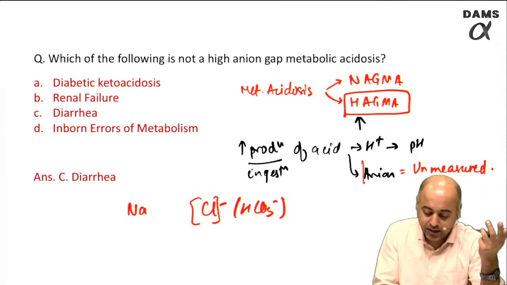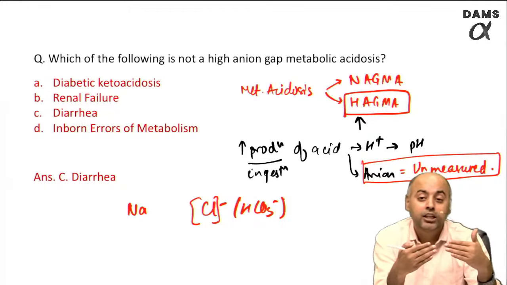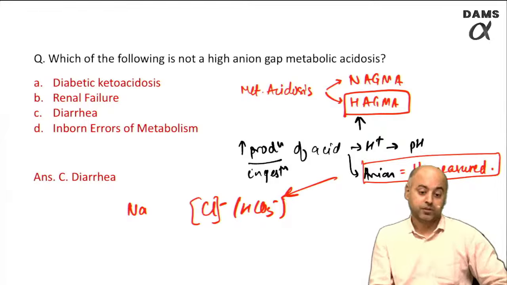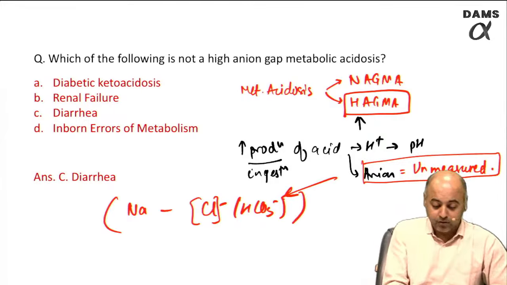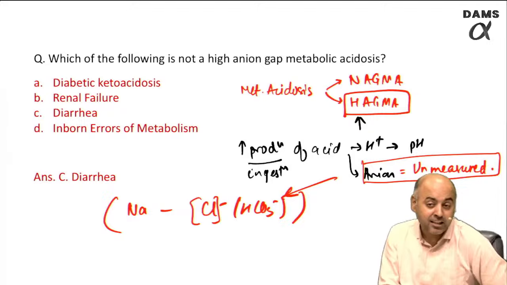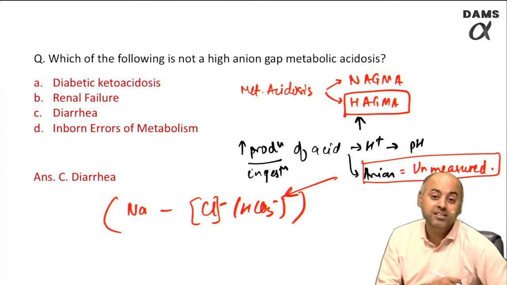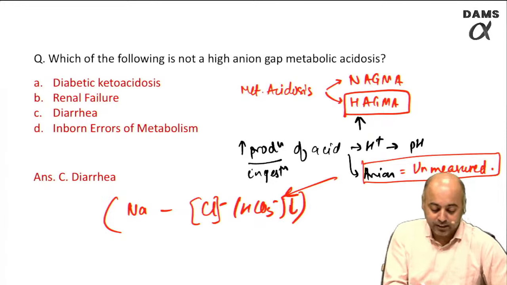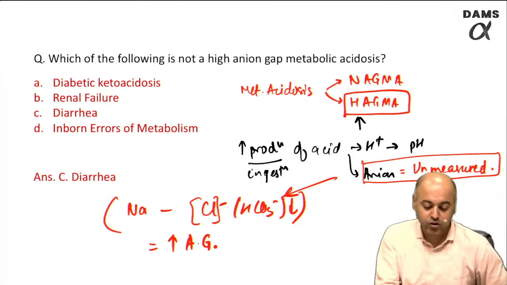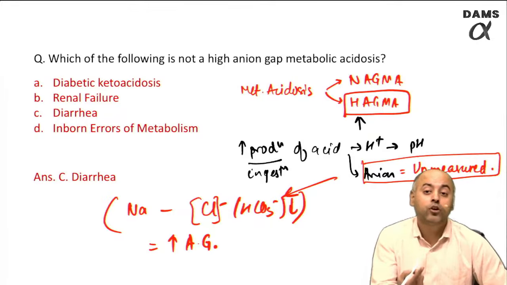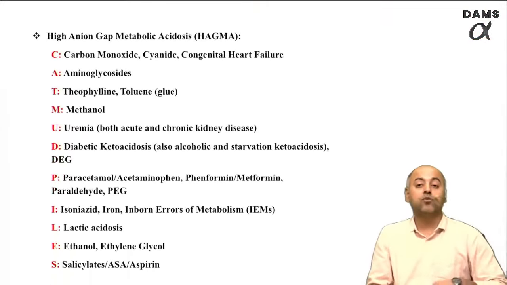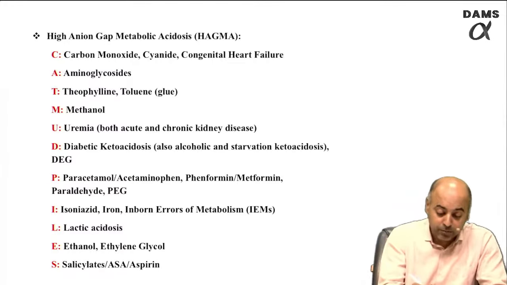So if these unmeasured anions increase, there will be a corresponding decrease in the concentration of the measured anions. And when you look at the difference between the measured cations and anions, the amount of sodium is still the same, but the bicarbonate and chloride have relatively decreased. Therefore you will find the increased anion gap. So whenever there is production or ingestion of acids, you are going to have the high anion gap metabolic acidosis.